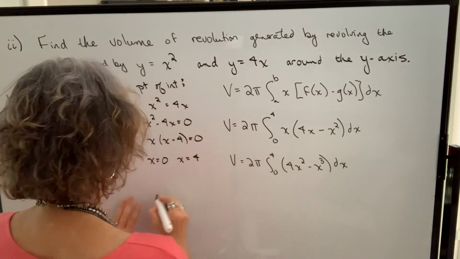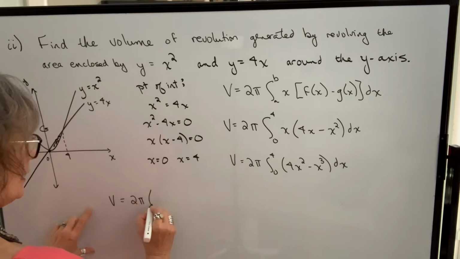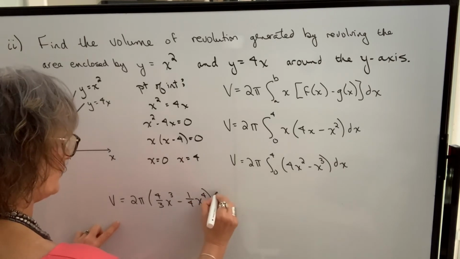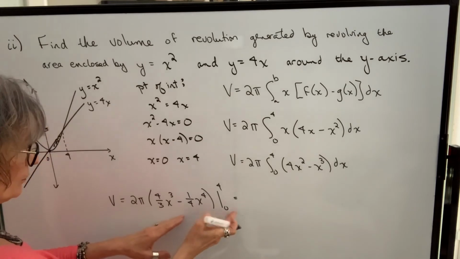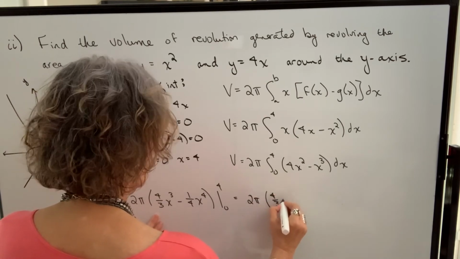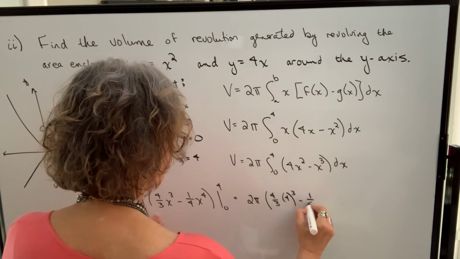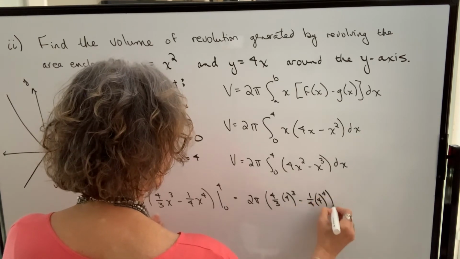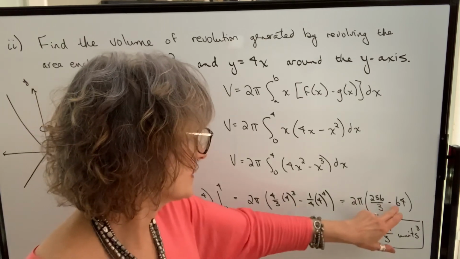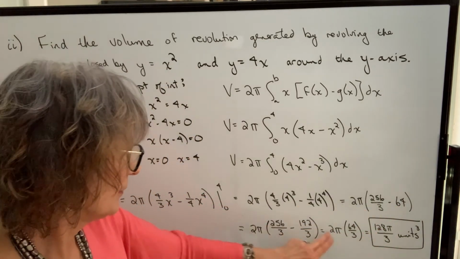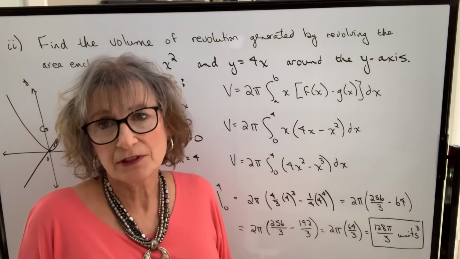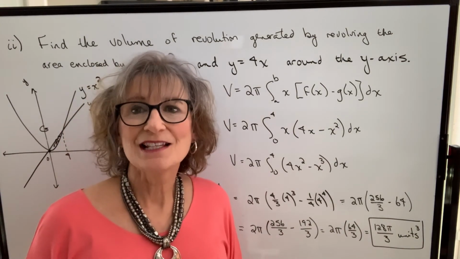Now I can integrate. So we'll get 2 pi times 4/3 x cubed minus 1/4 x to the 4th. I evaluated at 4, and when I evaluated at 0, it's just 0, so I just need to evaluate it at 4. So when I evaluate that, I get 256 over 3 minus 64. Get a common denominator, combine those fractions, and my final result will be 128 pi over 3 cubic units, which I can leave like that or write as a decimal value. Let's do one more example.